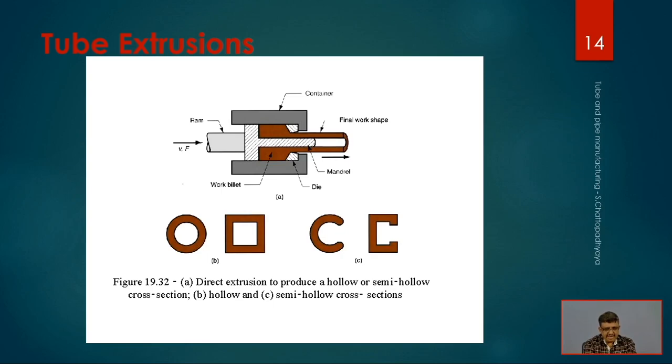And there can be two type varieties. One variety is these fully hollow sections, and another variety is semi hollow sections. So all sections can be produced, and this is a direct extrusion process because the direction of movement of the ram and the production of those pipes and tubes, or the product, is the same. If it is opposite, definitely it is an indirect extrusion, or backward extrusion, as some people call it.